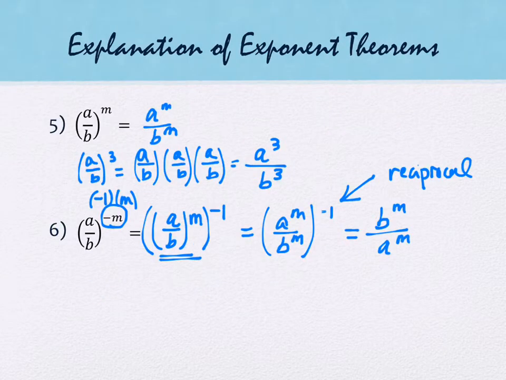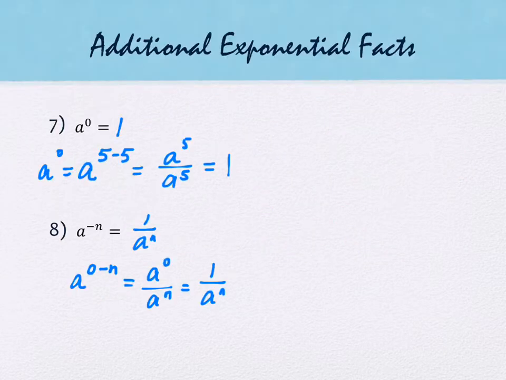The other 2 we did at the very end were 7 and 8. We talked about why a to the 0 is equal to 1, and showed you how to deal with that one. The last one was that a to the negative n is going to be 1 over a to the n, and it's sort of a specialized case of number 6 that we had before.